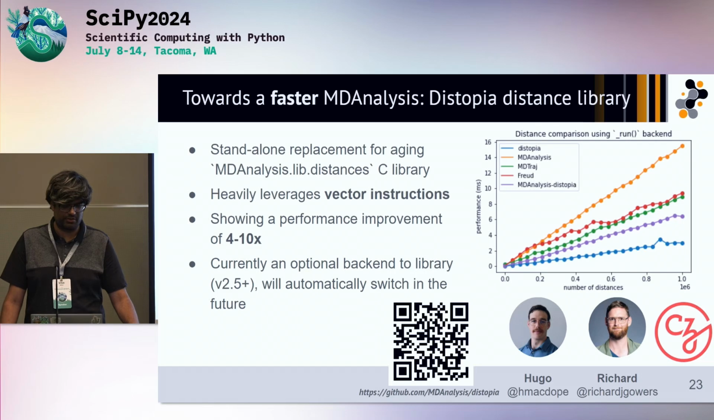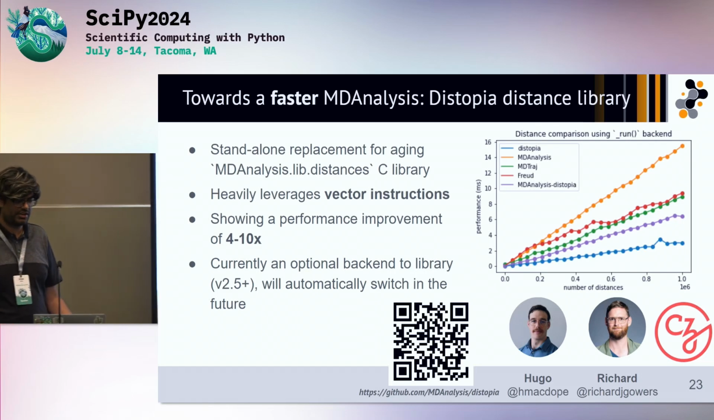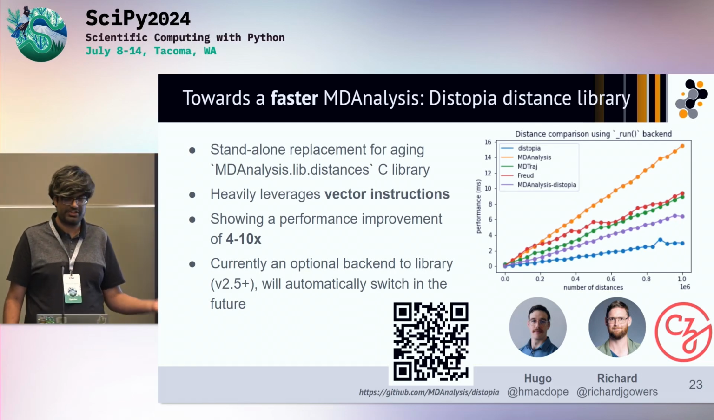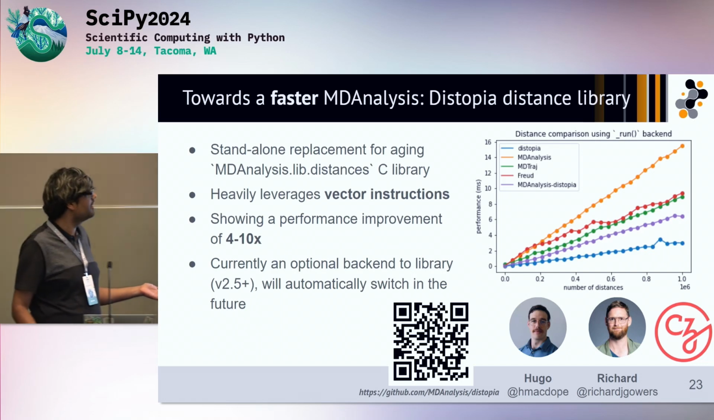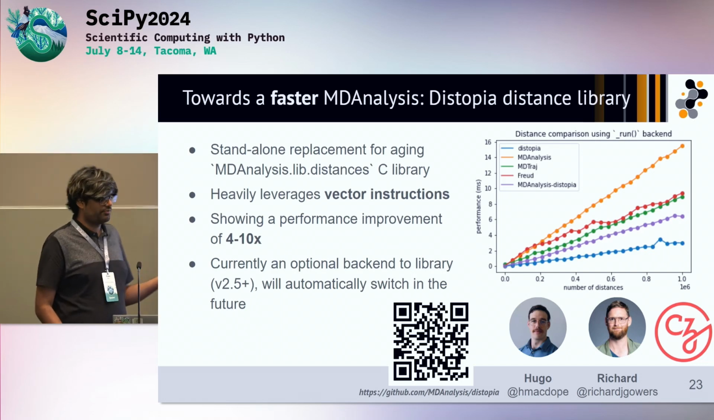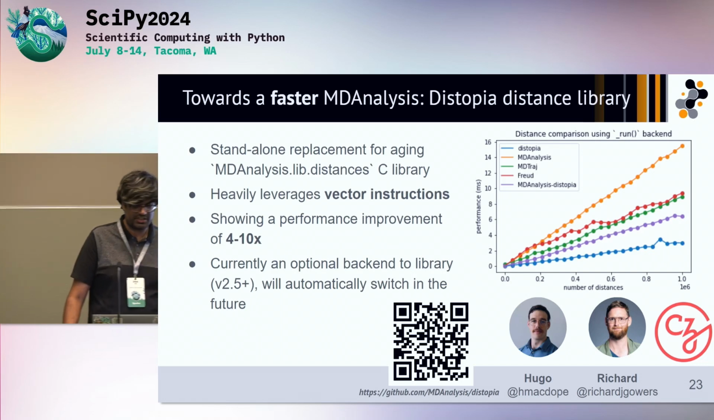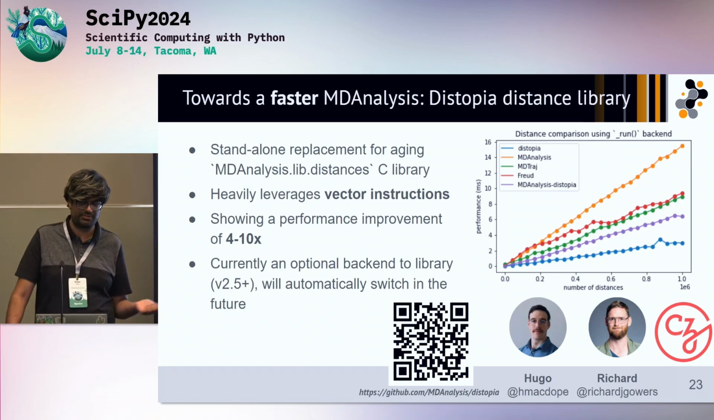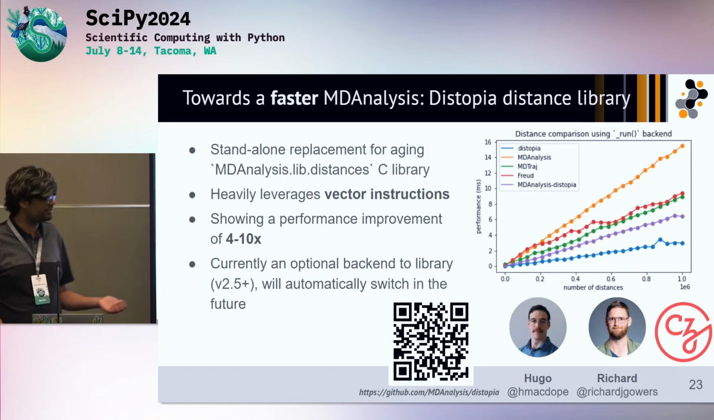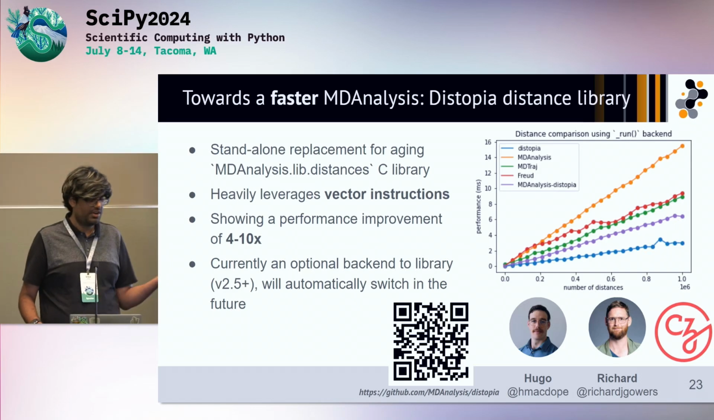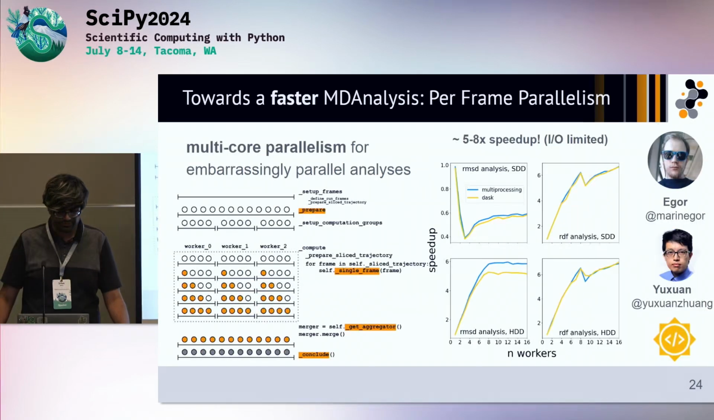We also are doing work towards improving our distance calculations. So we do have a C library for distance calculations, which are PBC aware, but it's getting old. So Hugo and Richard have worked on this distopia library, which significantly speeds up distance calculations by leveraging vector instructions. So we can get up to about 10x speed up in certain cases.